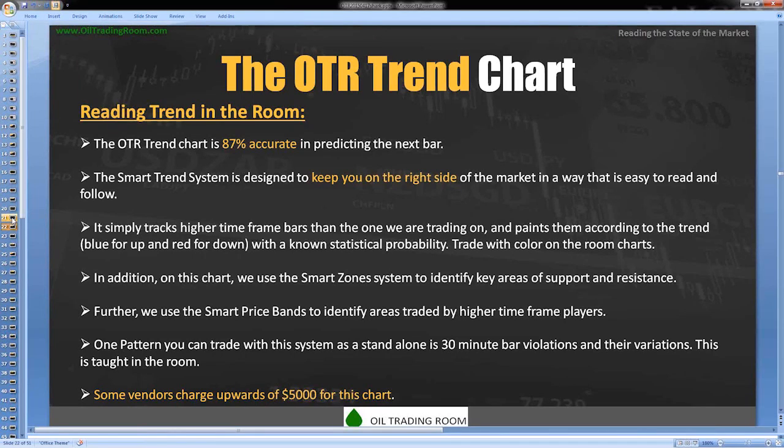Now, what's humorous about this is some vendors charge like $5,000 for this system. It's virtually statistically identical to what this is. But what I did that's different is I do the statistics on it, and so I know what the stats are. I know it's at 87%, and we know various patterns associated with those bars result in higher probability trades.